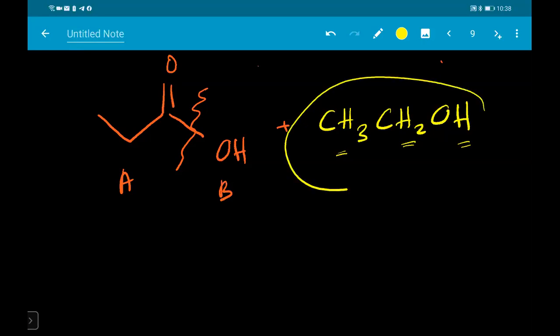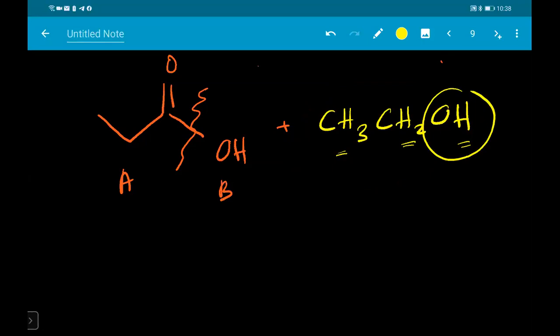Ini compound apa ni? Ini adalah alkohol. That's why tindak balas akan berlaku dekat functional group which is OH. Alright, that's why potong dekat OH. So the H here kita label sebagai apa ni? H kita label sebagai... nak label apa ni?